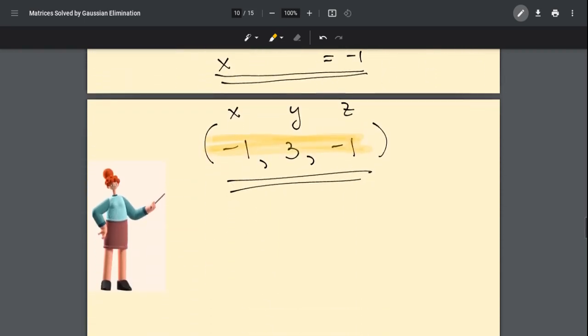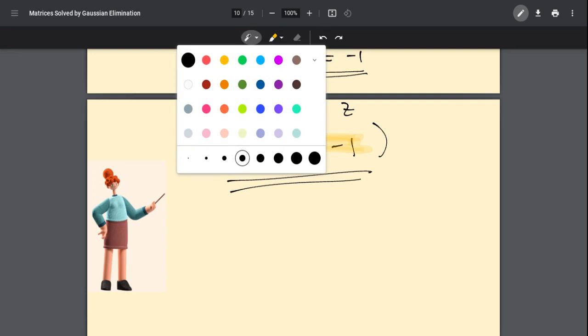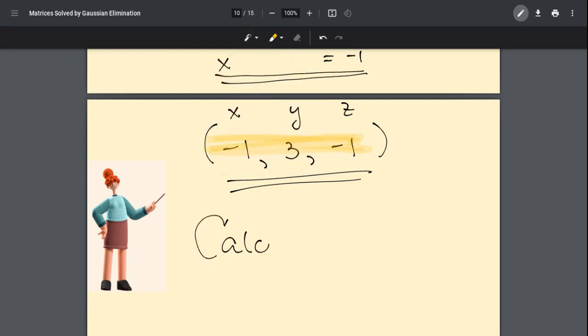Now, do the same with the calculator, okay? Calculator skills. Okay, let's practice that.